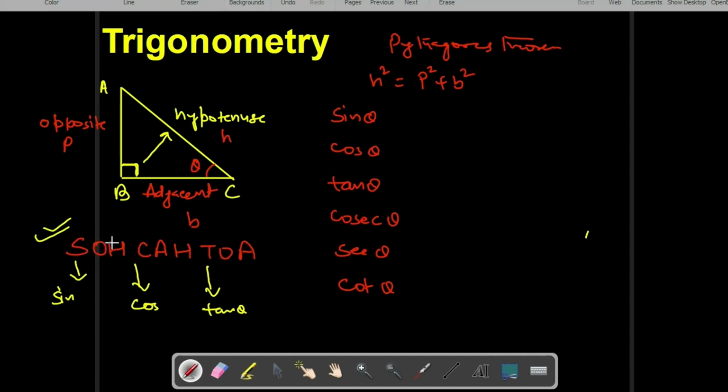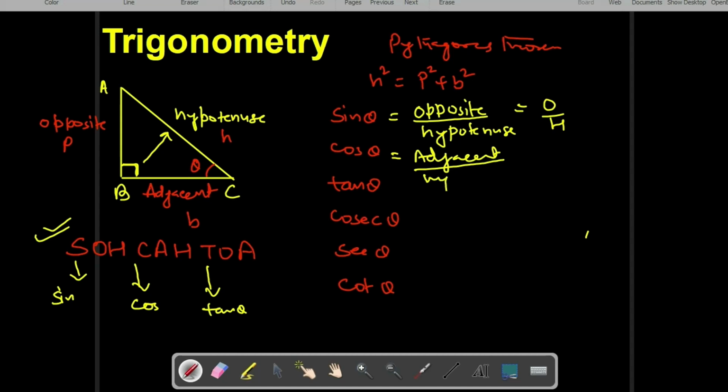For sine theta, we can write SOH. That means it is opposite upon hypotenuse, so we can write O upon H. Now cos theta, similarly, we can write adjacent upon hypotenuse, that means A upon H.